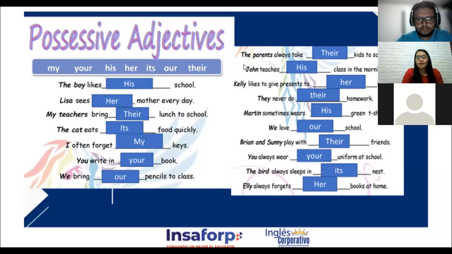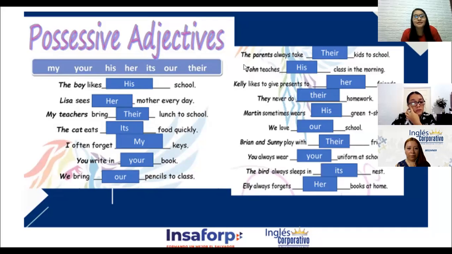Beatriz Contreras, please. Number three. My teacher brings their lunch to school. Very good. Thank you. Where is the possessive adjective, Beatriz? There. Exactly. Thank you. Number four, Brenda Lisette, please. The cat eats its food quickly. Quickly. Okay. What is the possessive adjective in the sentence, Brenda? Its. Exactly. ¿Por qué usamos it? Porque nos referimos a una cosa, ¿verdad? O a un objeto o a un animal. Perfect. Thank you for paying attention.